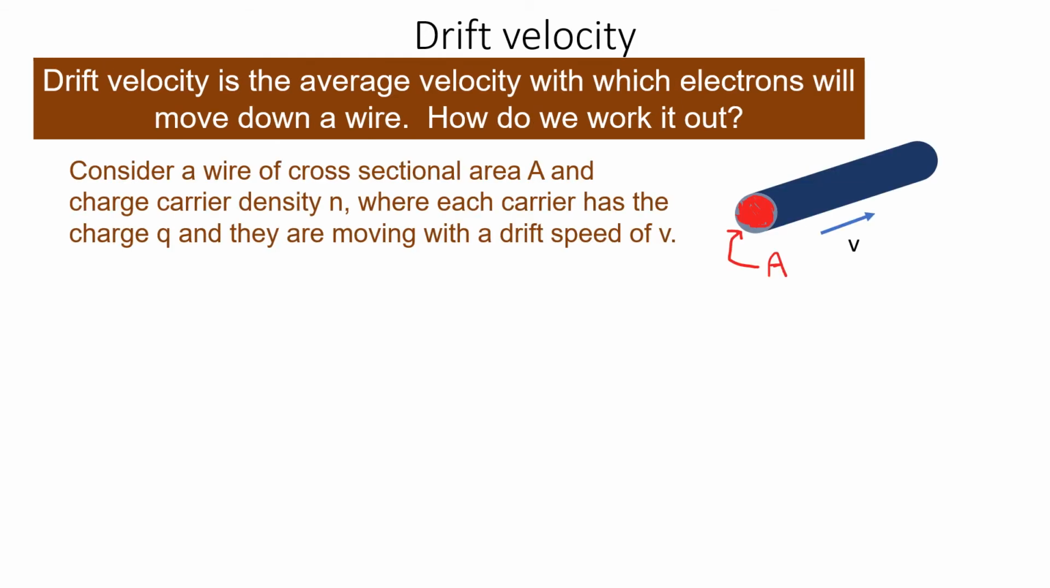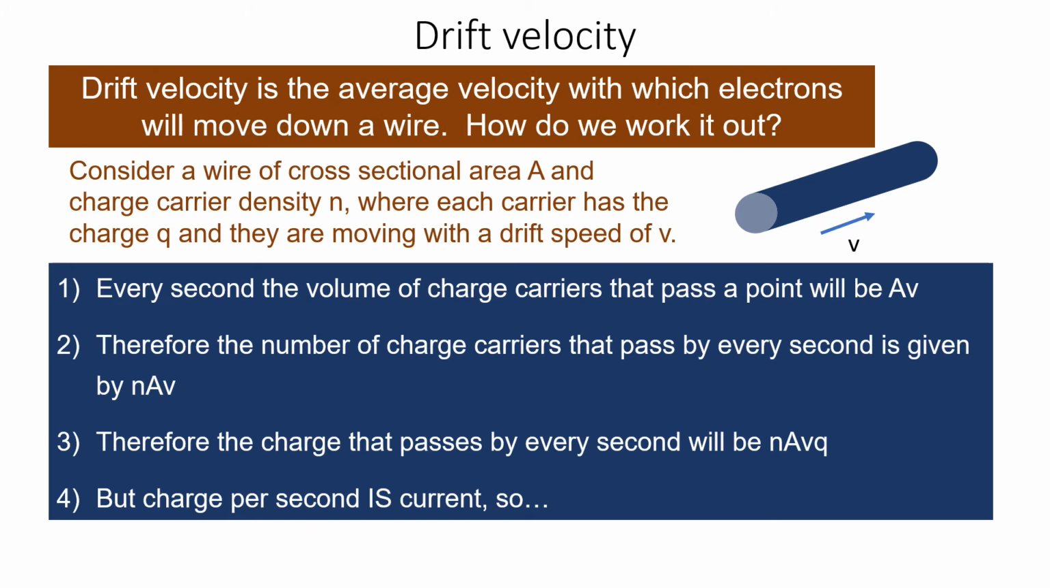Consider a wire of cross-sectional area A and charge carrier density n, where each carrier has the charge q and they are moving with a drift speed of v. Number 1, every second the volume of charge carriers that passes a point will be equal to Av. That's cross-sectional area multiplied by drift velocity.